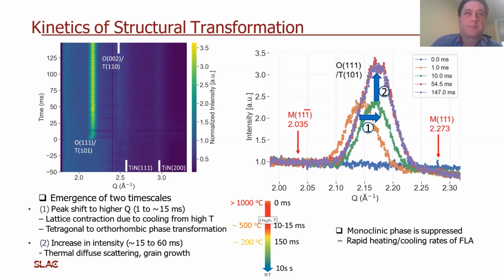Using xenon pump X-ray probe measurements, we have characterized the kinetics of structural transformation. The figure on the left presents a waterfall plot of the diffracted intensity as a function of time and reciprocal lattice vector. The flash initiates at 0 seconds near the bottom of the waterfall plot. After the flash, we see the appearance of a peak with reciprocal lattice vector consistent with an orthorhombic 111 or tetragonal 101 phase. This peak grows in intensity with time.